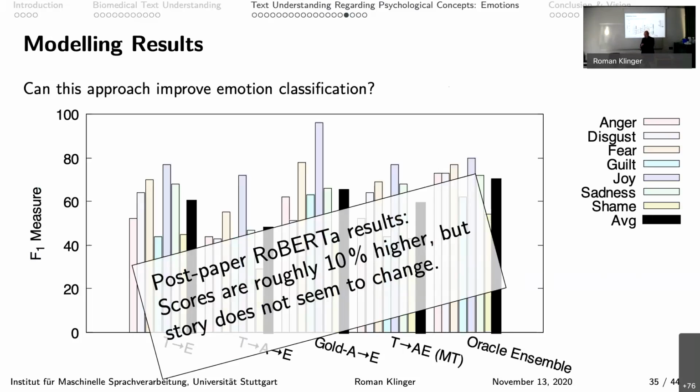Post-paper results show that, so Jan tried this also with the BERT variation, and we see that the results actually get a boost of 10%, but the relations still don't. So still the text-based classifier is better.